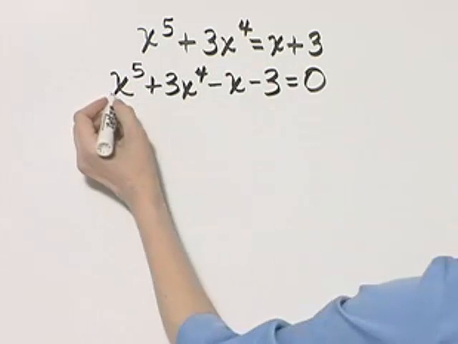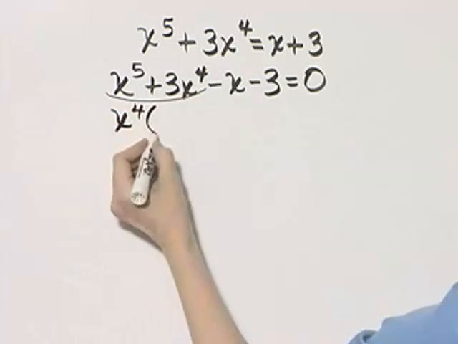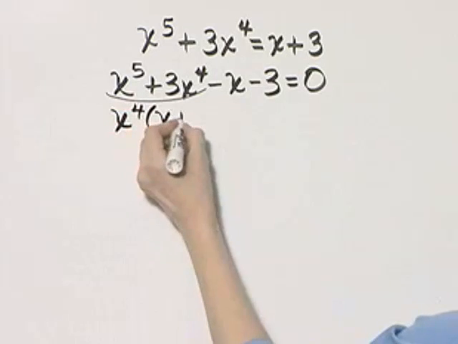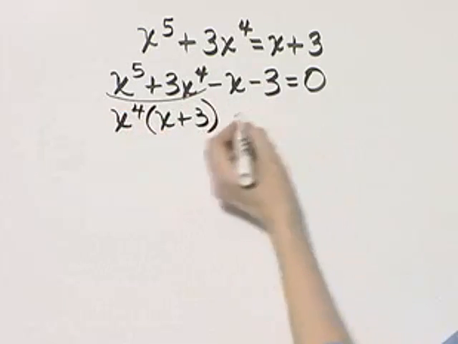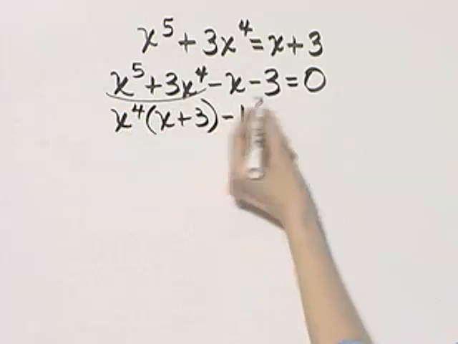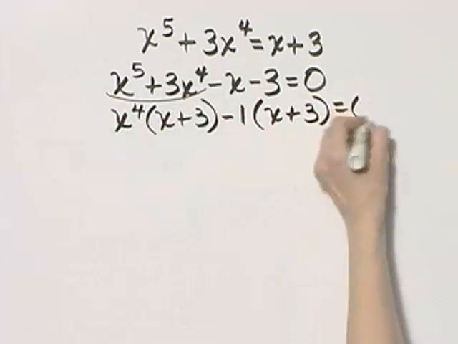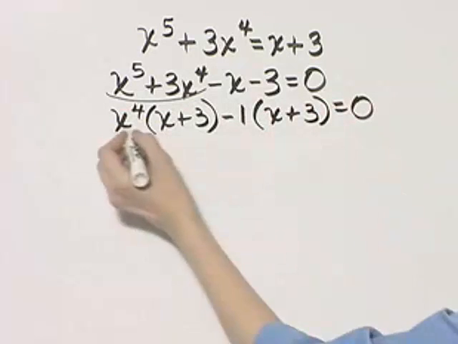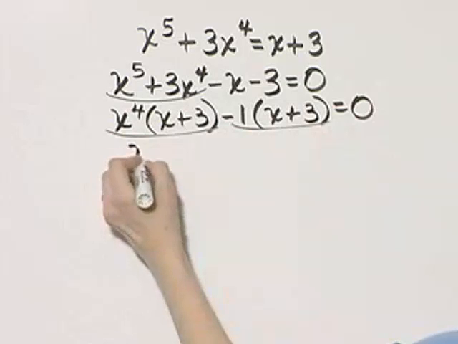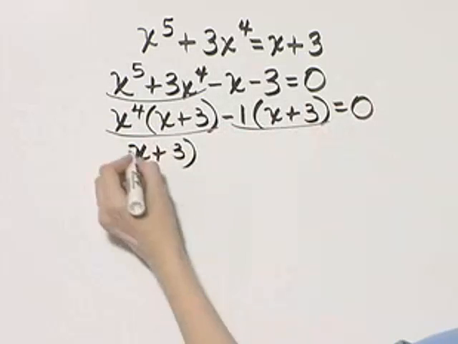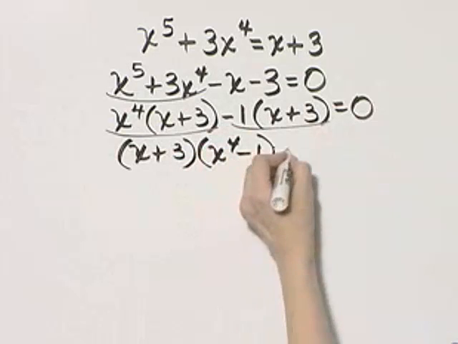If we look at the first two terms, there's a common factor of x to the fourth, and when I factor it out, I have x plus 3. Because of that x plus 3, I'll factor a negative 1 from these two terms, and I'll have x plus 3. Notice I haven't factored yet. There is a common factor here of x plus 3. And when I factor out the x plus 3, I have x to the fourth minus 1.